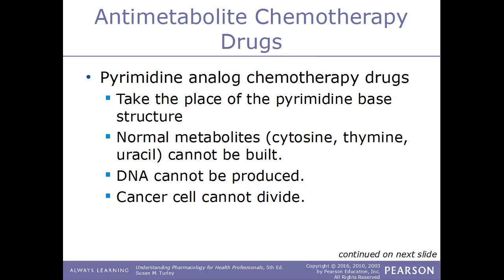And it's like we saw with the purine analogs. The pyrimidine analogs will take the place of the pyrimidine base structure. So normal metabolites, such as cytosine, thymine, and uracil, can't be built. If they can't be built, DNA can't be produced. If DNA can't be produced, cancer cells can't divide.